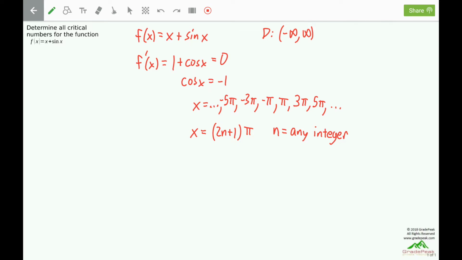The next thing to do is make sure whether they are in the domain. The domain here is all reals. 2n plus 1 times pi, for n being an integer, is always a real number. All of these are included and kept, and they're all critical numbers. So we've determined all the critical numbers for the function, and it's x equals 2n plus 1 times pi, where n is any integer.